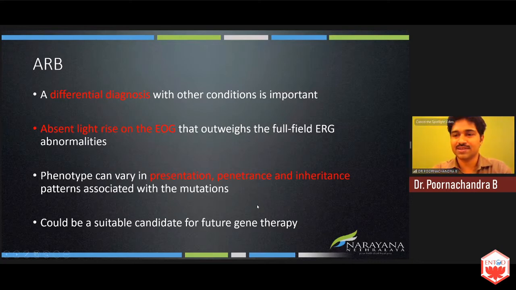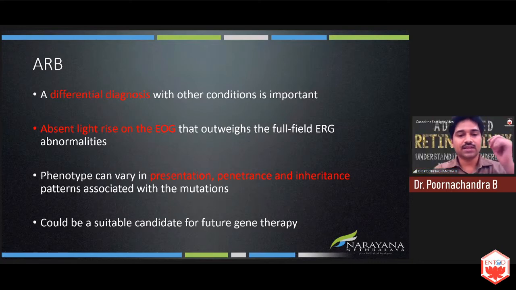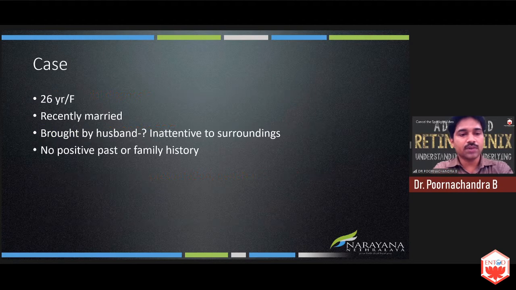Yeah, it came back. So, absent light rise on EOG that outweighs full-field ERG abnormalities, and the phenotype can vary in presentation, penetrance, and inheritance, and could be a suitable candidate for future gene therapy. So coming to the last case, I have 2 more cases. If time permits, I'll present the last one.